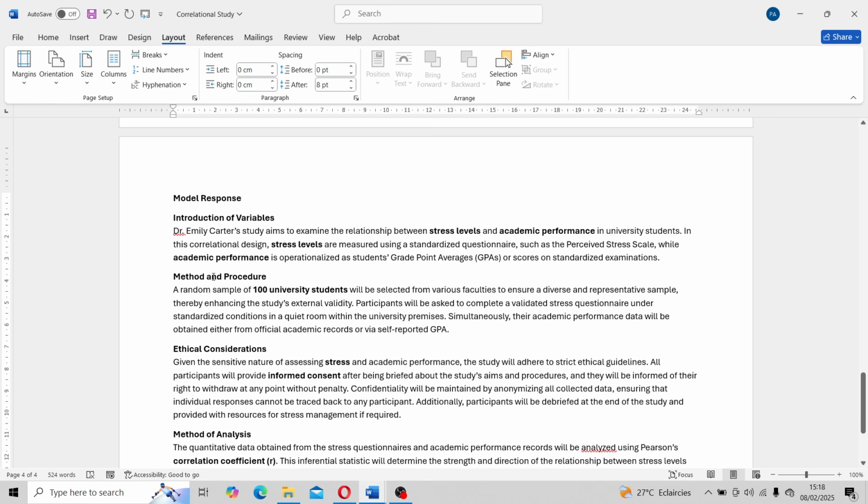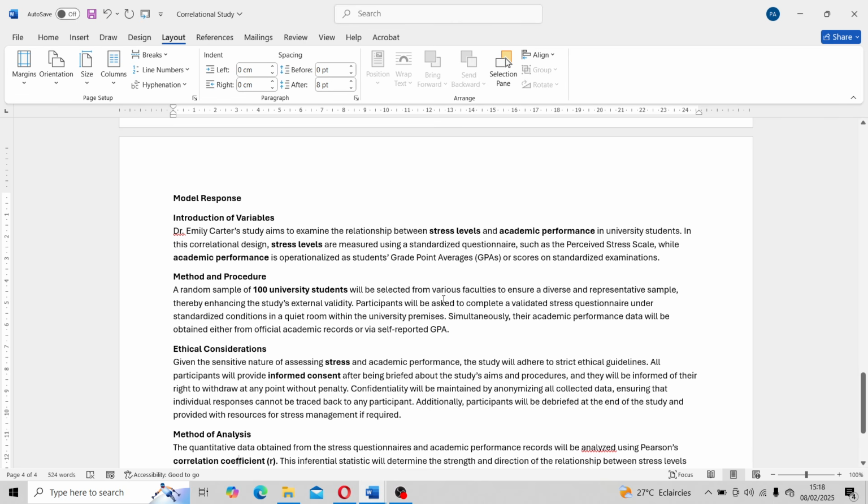Now, method and procedure. A random sample of this will be selected and represented to ensure this, and you can justify the reason for that, thereby enhancing external validity. But even if you have to talk about a brief strength, don't make it too much, because you're not actually evaluating, you're just trying to explain the procedure you're going to follow. And maybe you might want to say the reason for some of the procedure.